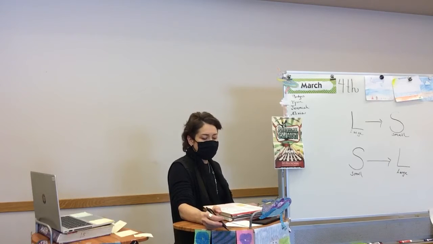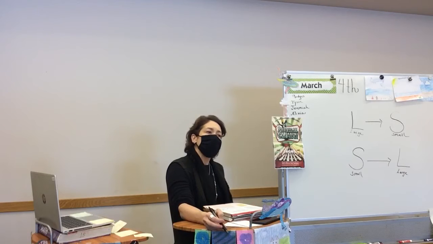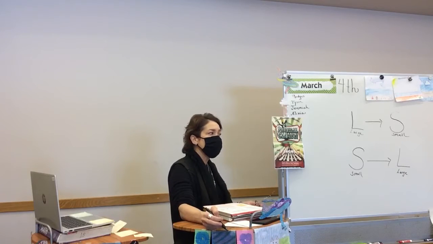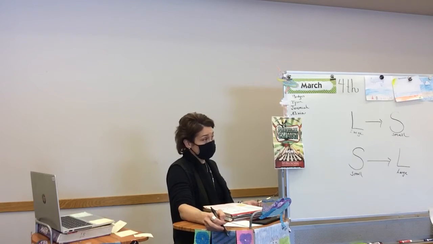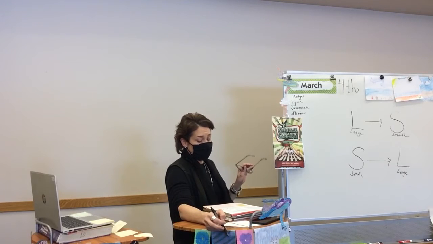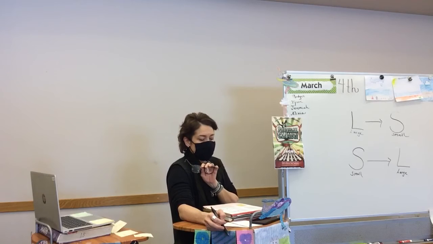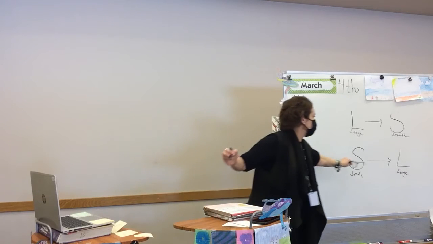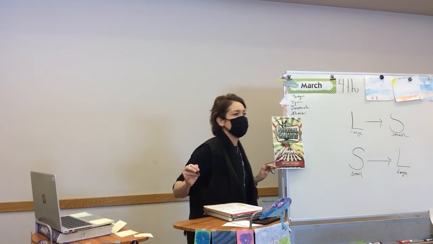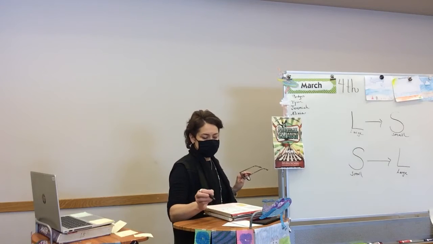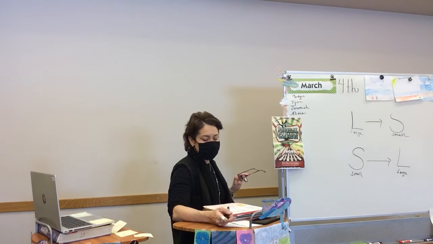Number B, ounce to pound. Is the ounce smaller or larger than a pound? Tyson? Smaller. Yes. So you're going to do S, arrow to large. Good. So we're going to multiply or divide from smaller to large. What do we do? Multiply or divide? Helen? Divide. So then you fill in the dot under the divide.